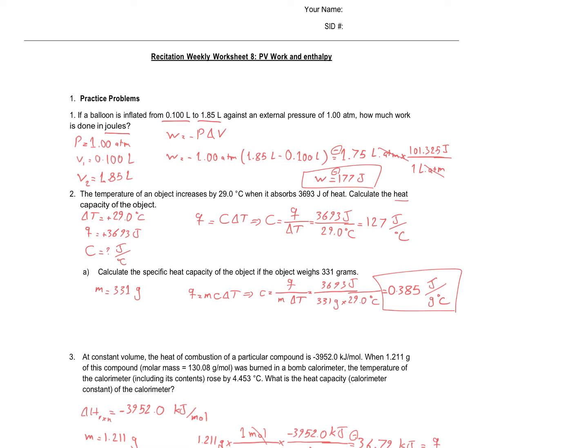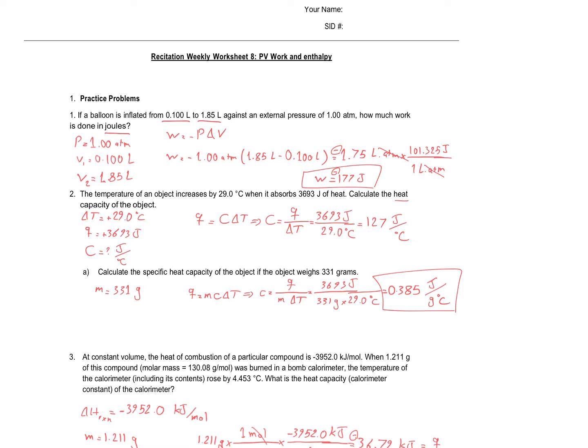The second question: the temperature of an object increases. When it says increases, it means that's the delta. It's not T1 or T2. It increases by 29 degrees Celsius, so that's delta. And since it's increasing, it's a plus sign, so it's positive 29 degrees Celsius, and that's delta T. You write it down on the left.